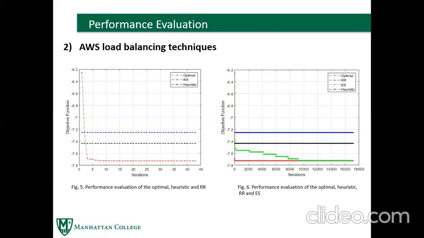Next, to ensure that the optimal formulation has converged to an optimal solution, we compare it along with the heuristic and the round-robin with the exhaustive search algorithm, as depicted in figure 5. It can be seen that the exhaustive search has converged to the same solution as the optimal, which proves the optimality of our optimal solution with respect to the objective function.